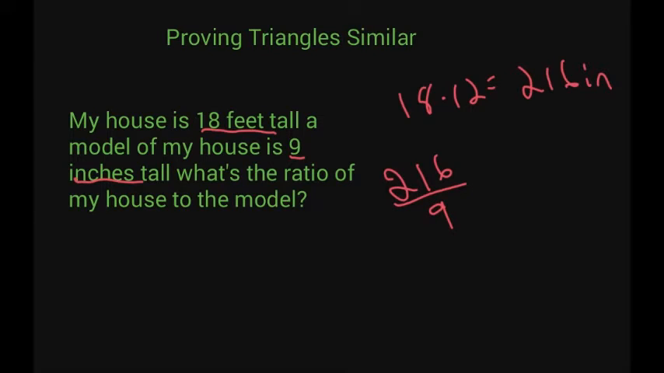Well, I need to reduce that ratio, so I can divide both of those by 9 and get 24 to 1 as my ratio. So my house is 24 times larger than the model of my house.